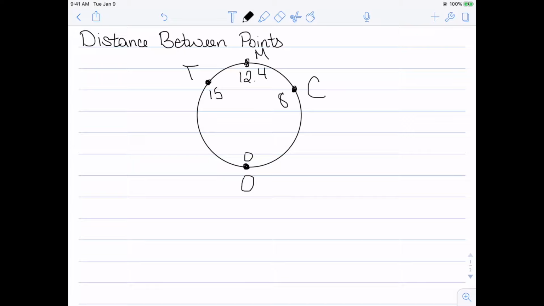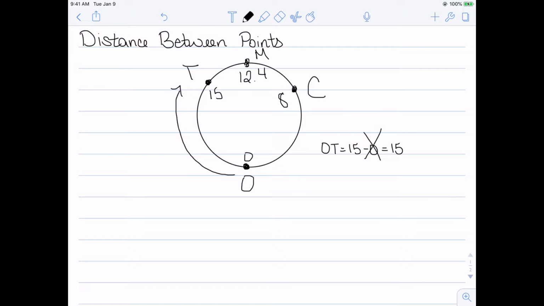So if I actually want to find the distance between O and T, then the old way to do it would say I would subtract these coordinates. 15 minus 0 is 15, but that's wrong since I won't actually be going around counterclockwise. I'll be going around clockwise, which is a much shorter distance. So instead, we have to think about it the other way.